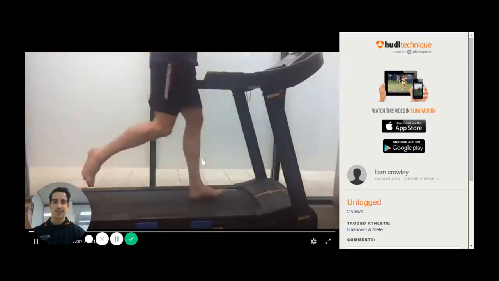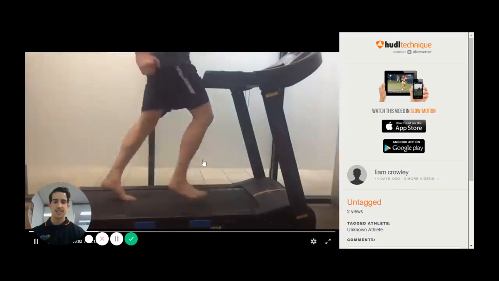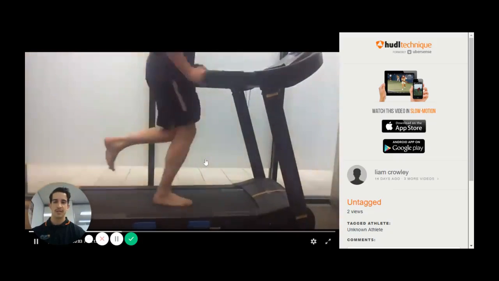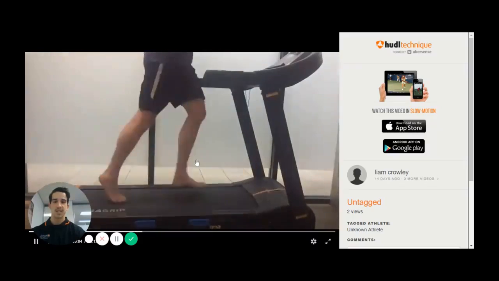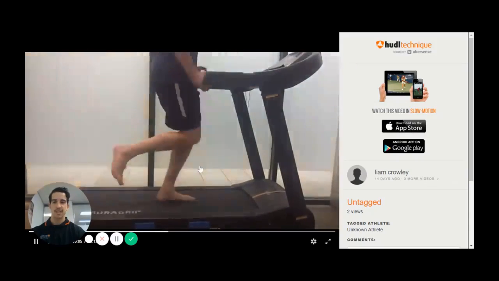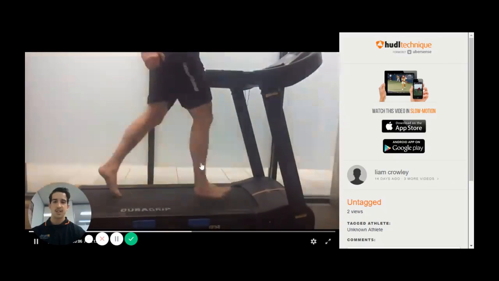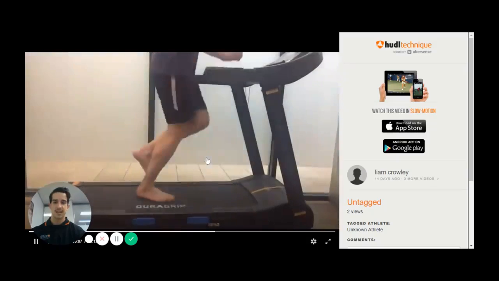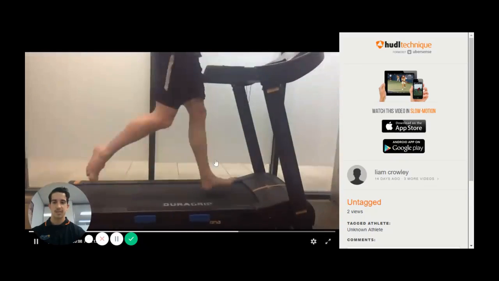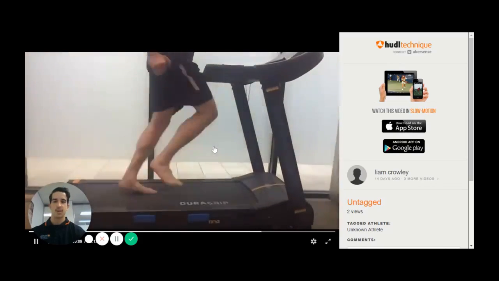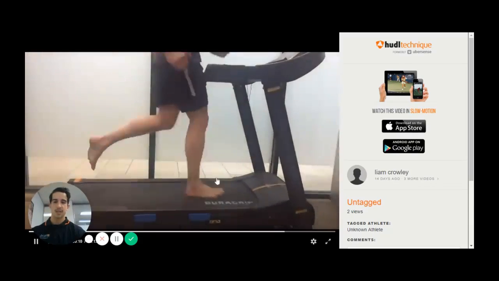If you are able to measure your cadence, the usual guide is to increase it anywhere between 5 and 10%. They say the optimum is 180. However, most non-professional runners would be a fair bit lower than that. So we're going to go on to our next video now.